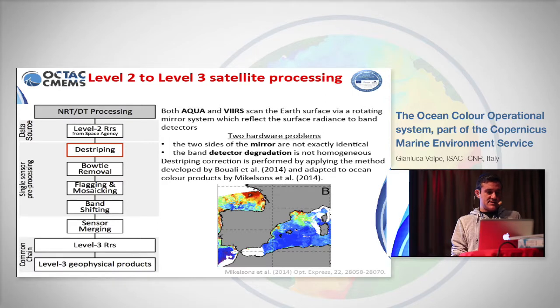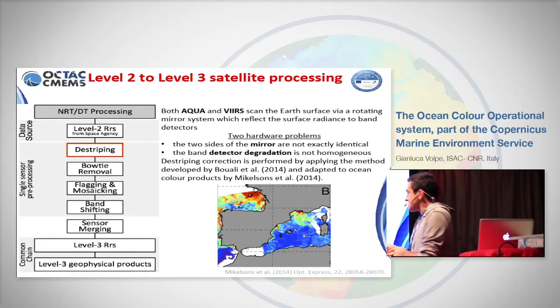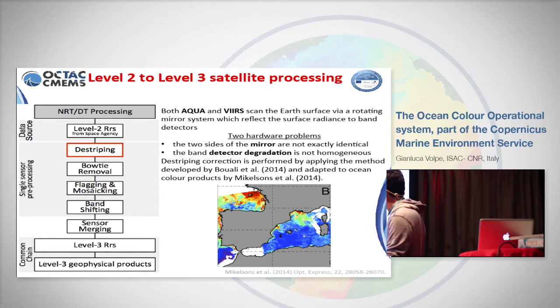After data are downloaded from the space agencies, the first step of the single sensor pre-processing is the destriping. Both Aqua and VIIRS scan the Earth via a rotating mirror system, which reflects the surface reflectance to band detectors. The point is that we have two hardware problems that both give rise to the stripes that you can perhaps see in this snapshot. Can you see them?